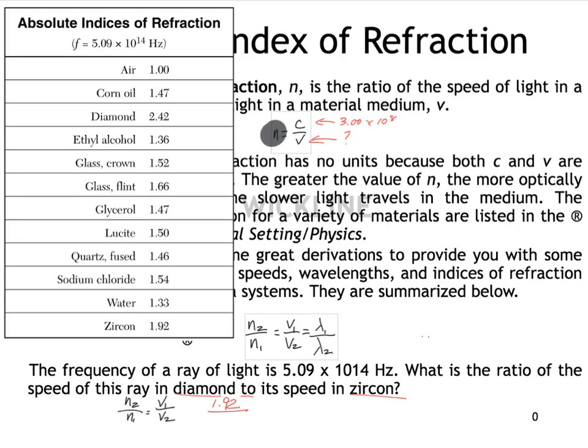And n1 will be the index for diamond, and I see diamond's index is 2.42, so that will be my n1. That's going to be equal to v1 over v2. I don't know either one of those things, however, this is going to become our ratio. Your answer could be 1.92 over 2.42, or you could punch it into your calculator and see what fraction will come out.